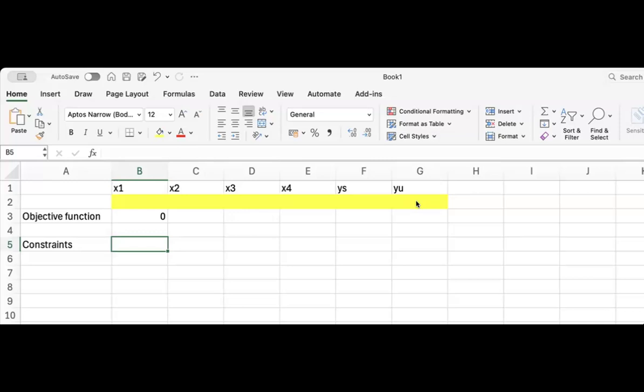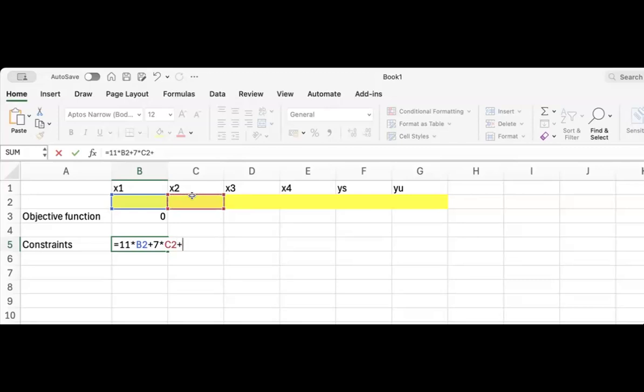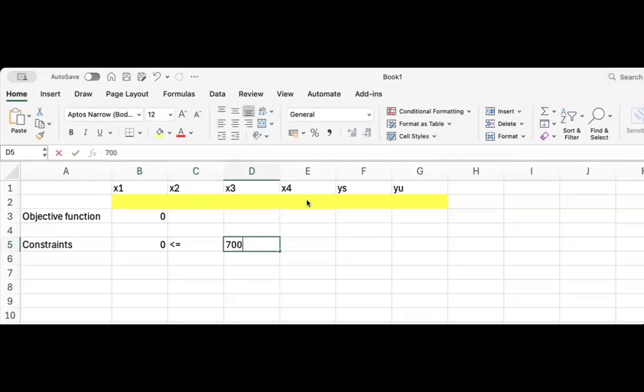Okay, now we formulate the constraint. The first constraint is 11 of x1 plus 7 of x2 plus 6 x3 plus 5 of x4. Okay, this one is less than or equal to 700.